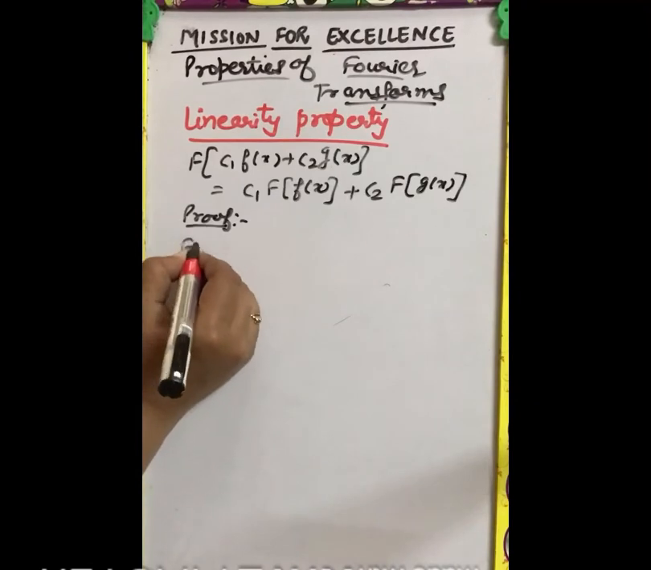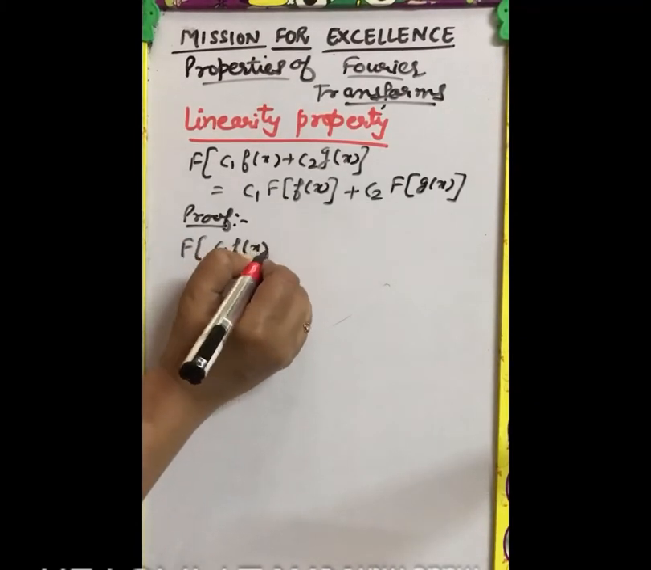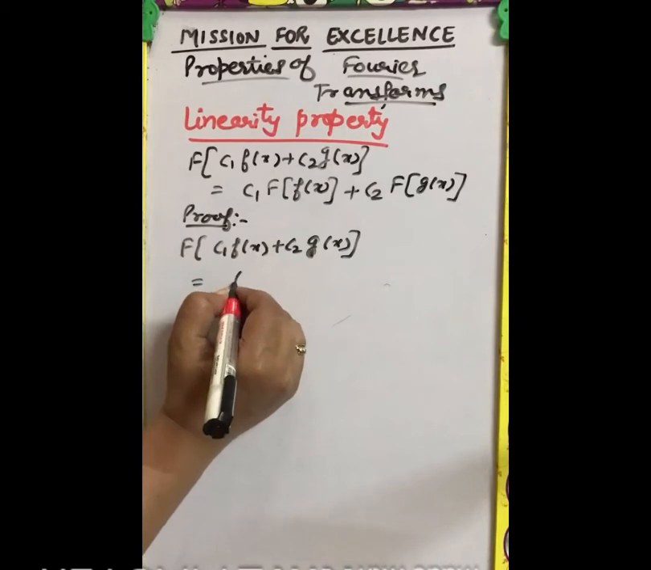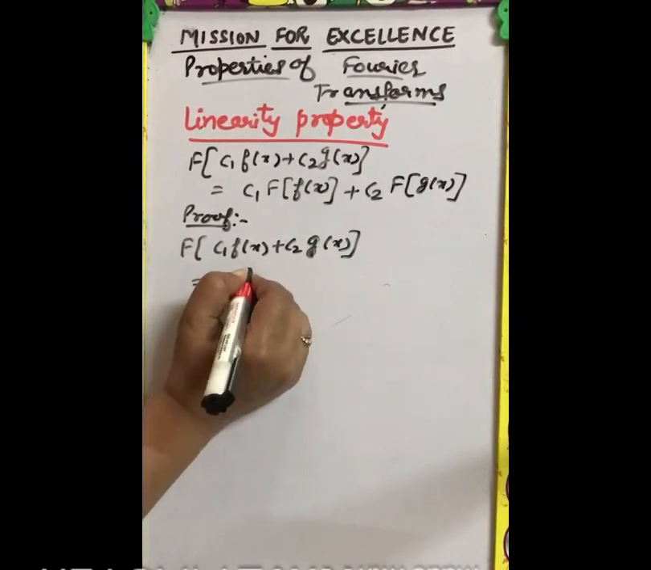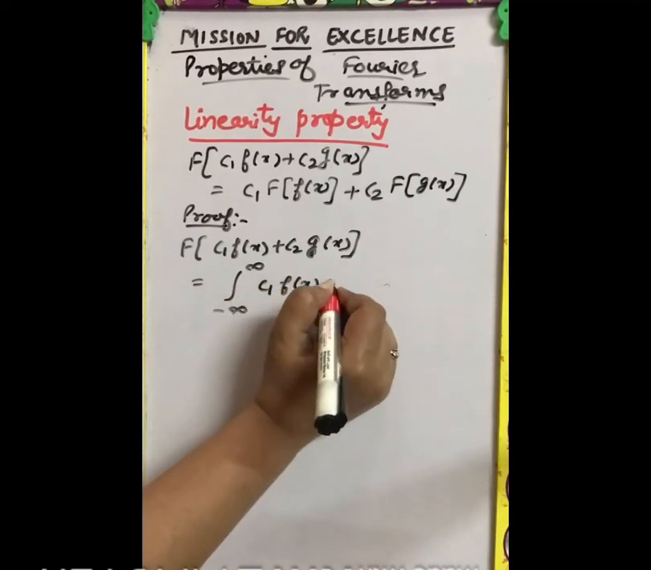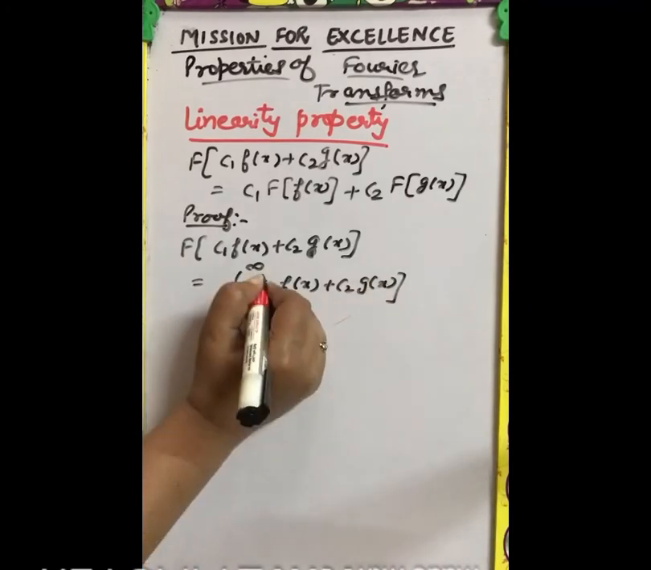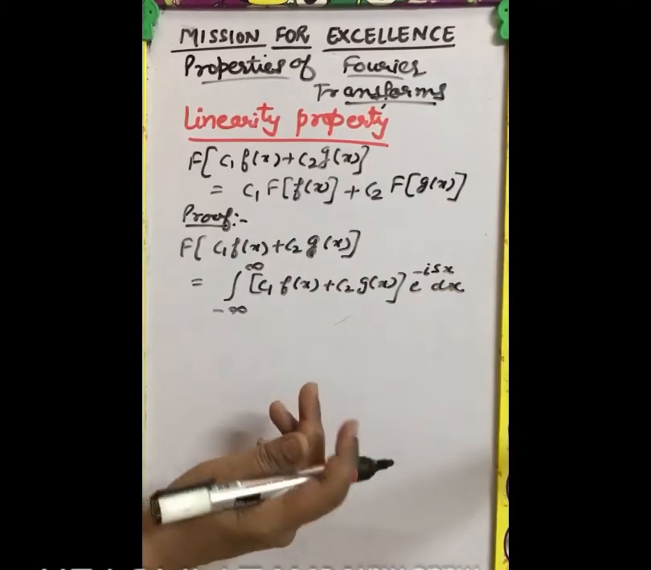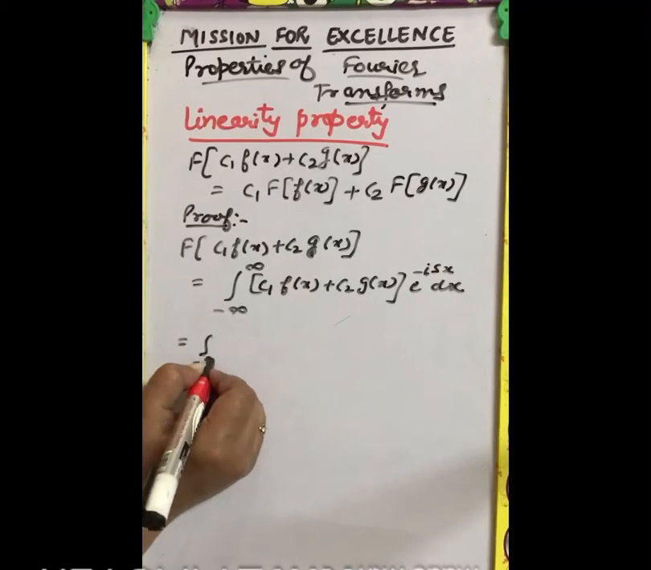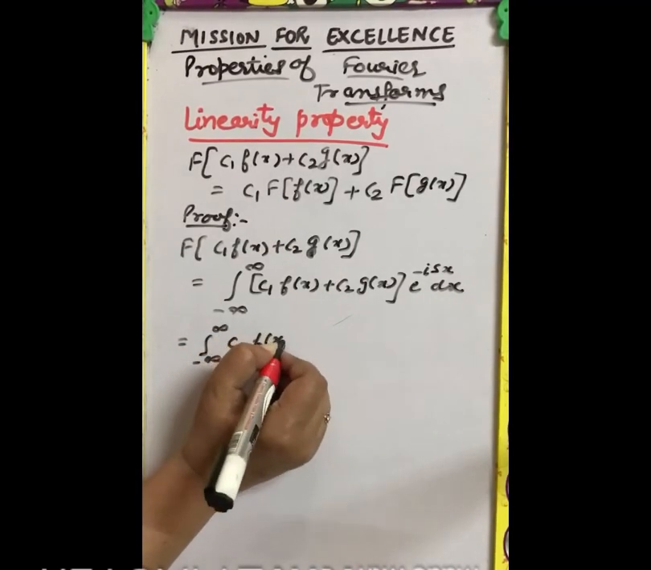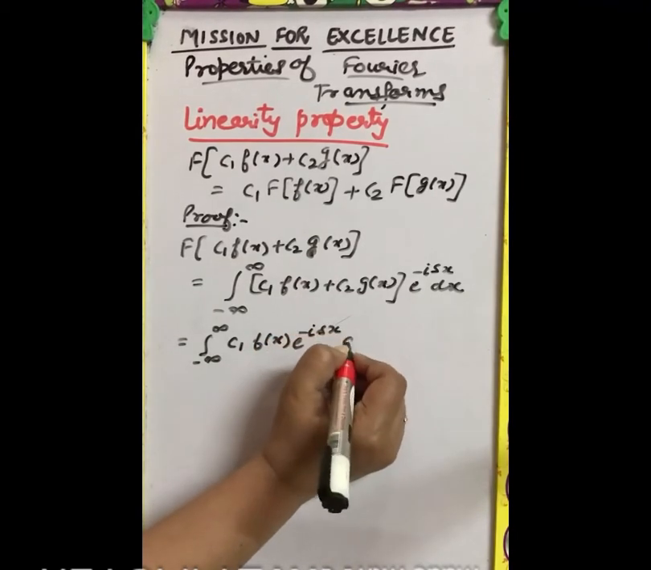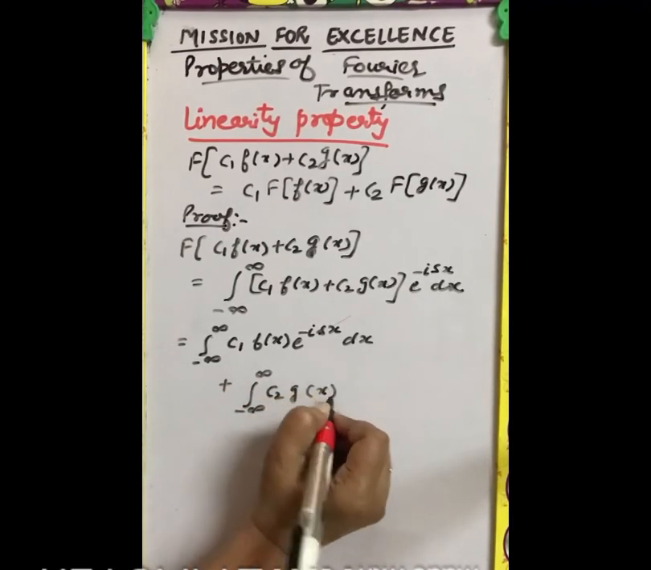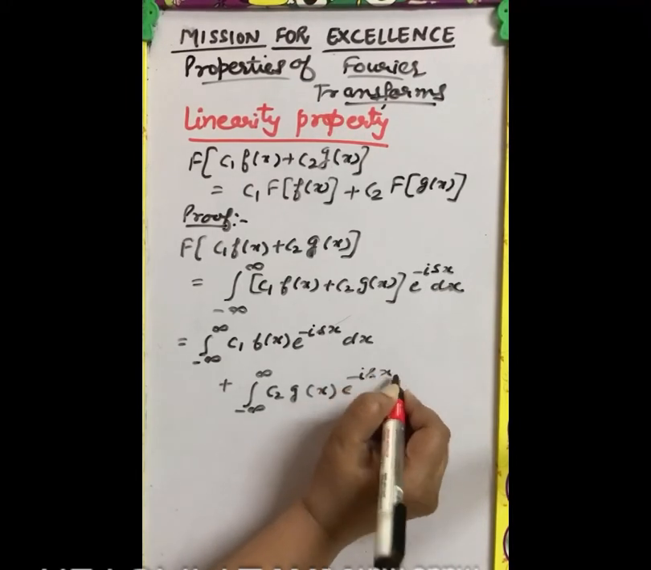By the main definition, the Fourier transform of C1 f(x) plus C2 g(x) will be equal to the integral from minus infinity to infinity of (C1 f(x) plus C2 g(x)) e raised to power minus iota s x dx. Now let us separate the two integrals. So we can write it as the integral from minus infinity to infinity of C1 f(x) e raised to power minus iota s x dx plus the integral from minus infinity to infinity of C2 g(x) e raised to power minus iota s x dx.